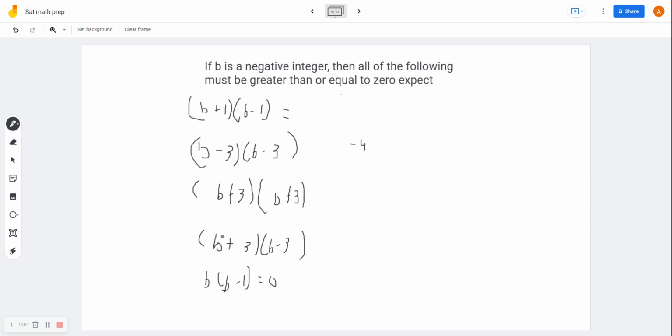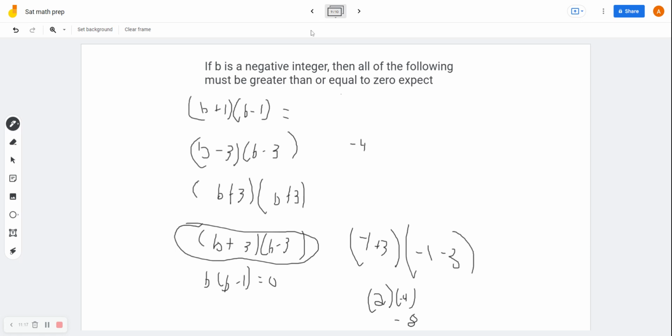This one, though, if you pick minus 1 as this, then we have minus 1 plus 3, which is 2. And then we could also have minus 1 minus 3, which becomes minus 4. And that becomes minus 8. So the answer is this one.